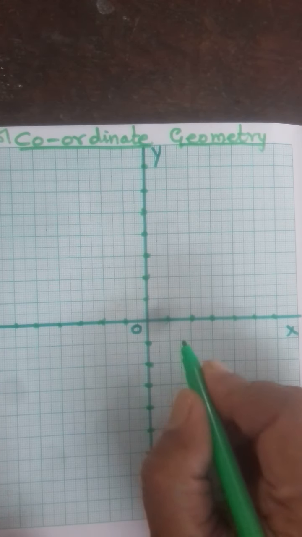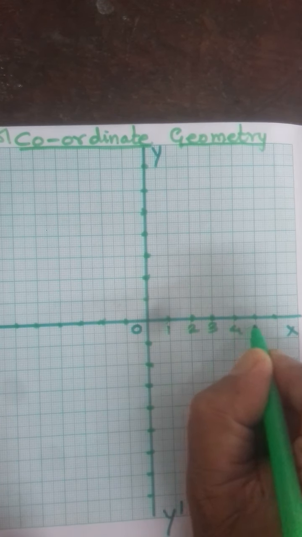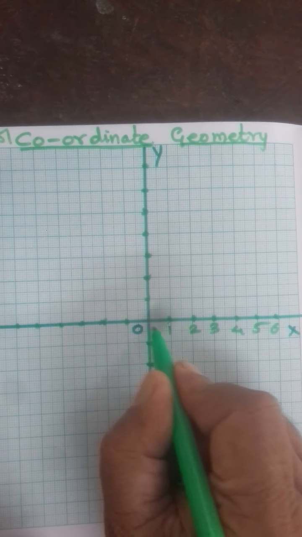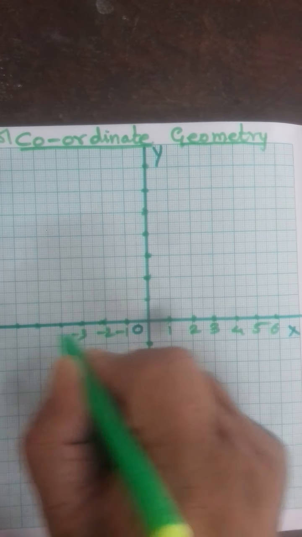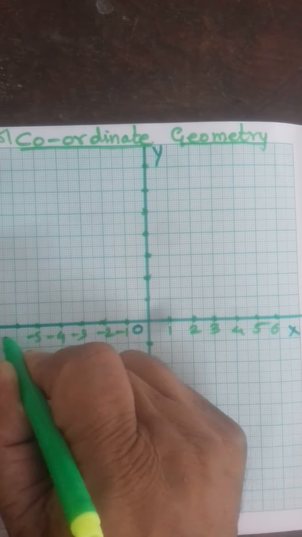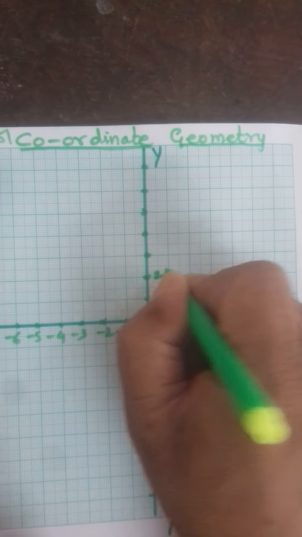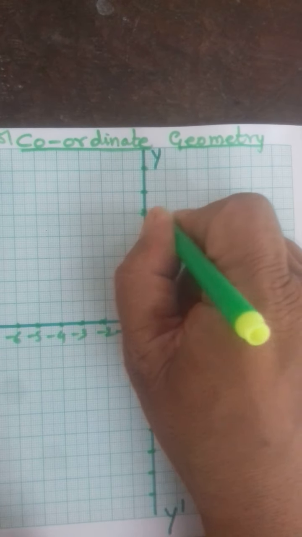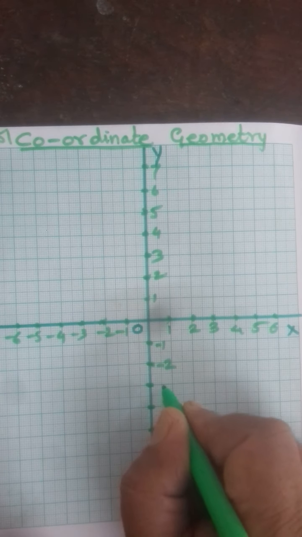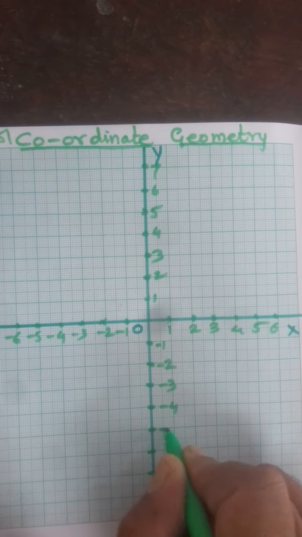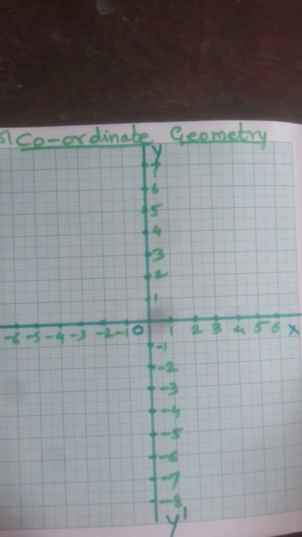On the x-axis you can start writing the coordinates like this: 1, 2, 3, 4, 5, 6, 7 and so on on the right side of origin. On the left side of origin, -1, -2, -3, -4, -5, -6 and so on. On the upper side of origin, y coordinates 1, 2, 3, 4, 5, 6, 7, 8 and so on. On the lower side of origin, -1, -2, -3, -4, -5, -6, -7, -8, -9 and so on.